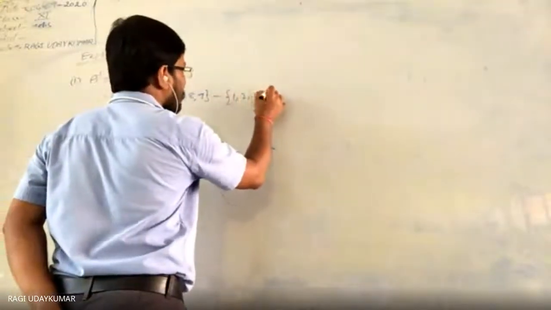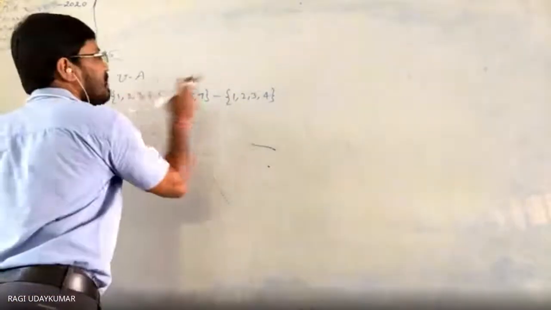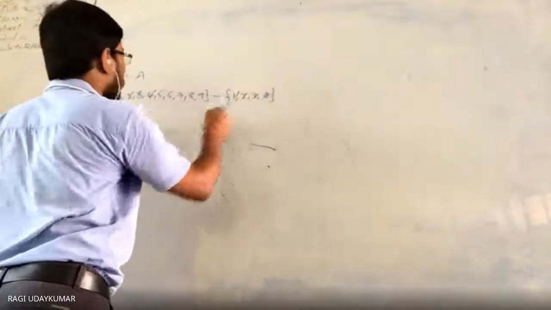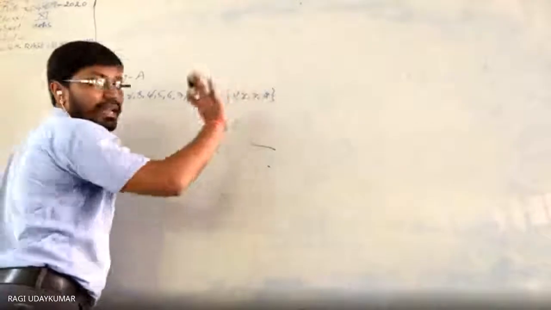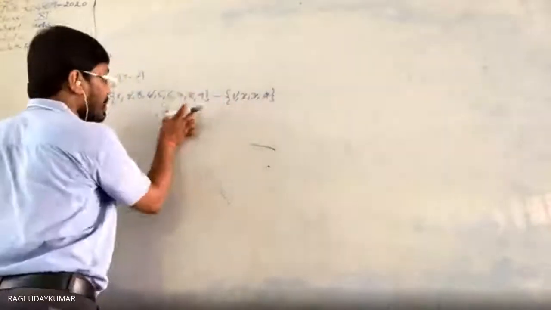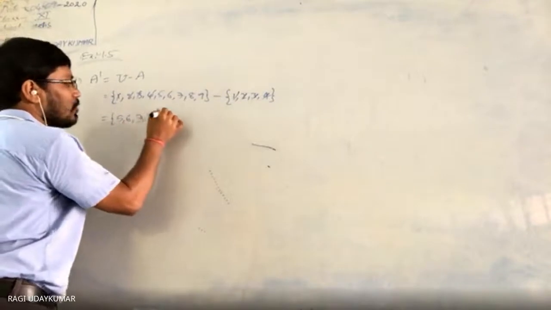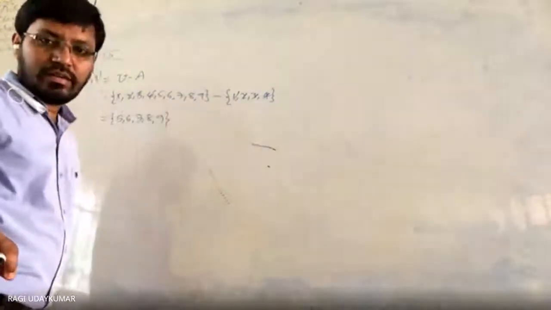Here, if you get confused, cut what is common. Whatever is left over, only that you have to write. What is not in this, you should not write. Whatever is left over here, that you write in the first step. That is only the complement.